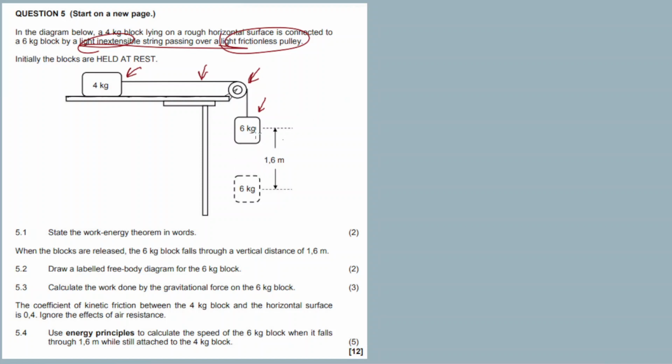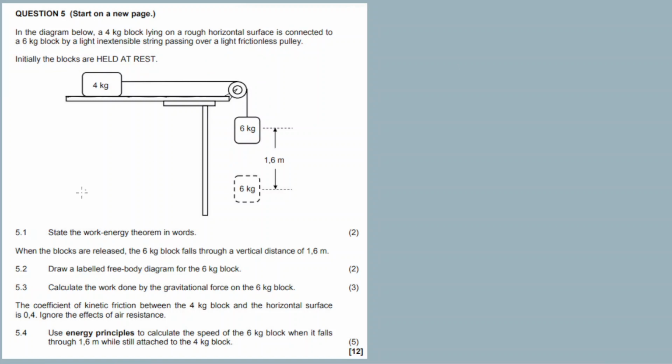Now we see that the 6 kg block moves a vertical distance of 1.6 meters. It points out from here to here, which is a distance of 1.6, and then they say initially the blocks are held at rest. This is important for this question. Keep it in mind.